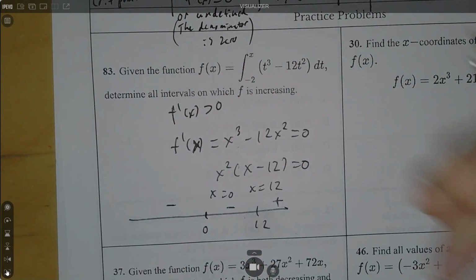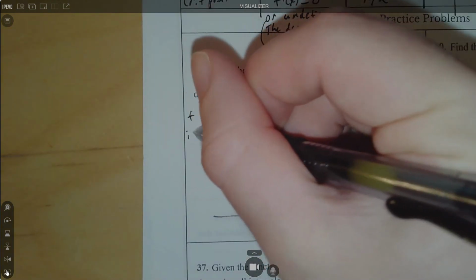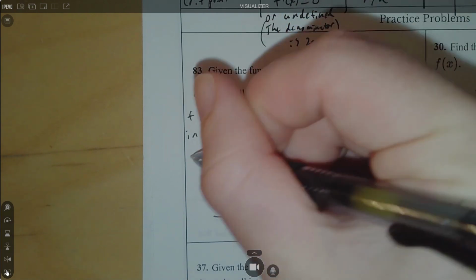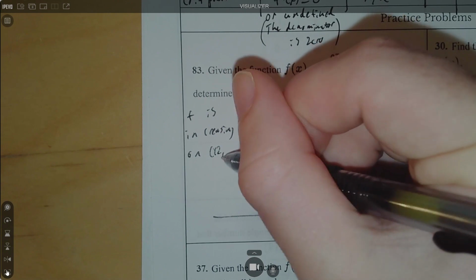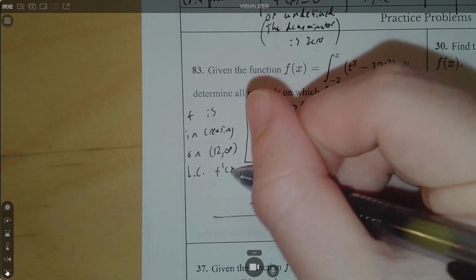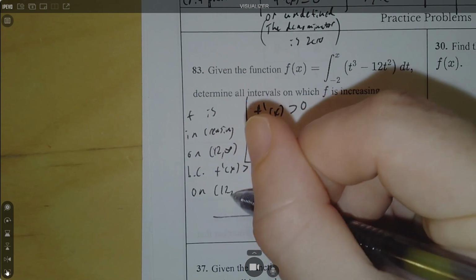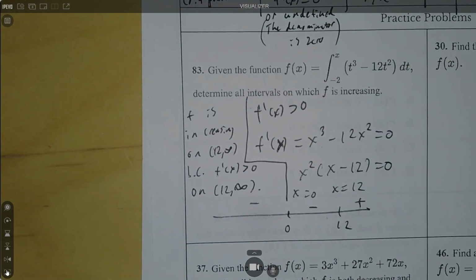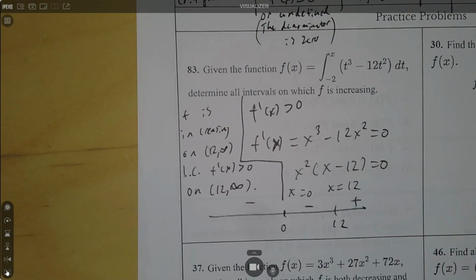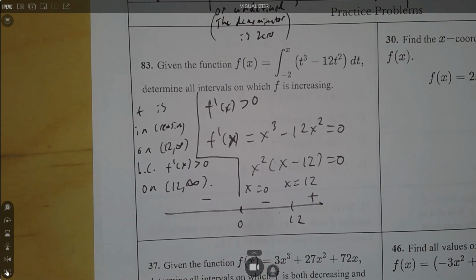So where is it increasing? I'm going to write the sentence as I would write it on an AP test. If this is an FRQ, this is how I would write it. F is increasing on 12 to infinity because the derivative is positive on 12 to infinity. Easy, right? This is not proof alone. On an FRQ you would have to say that sentence.